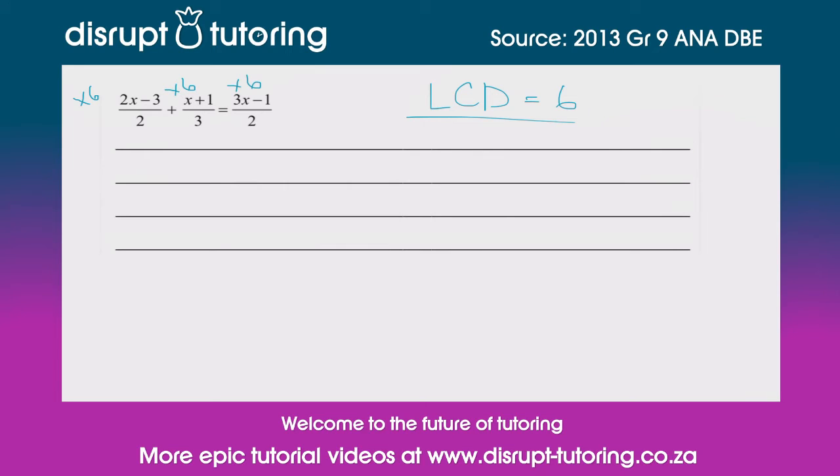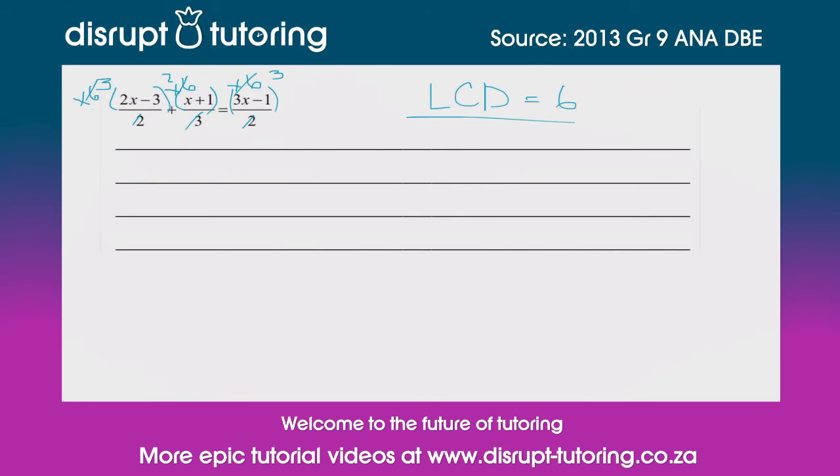So let's cancel out. 2 goes into itself once and goes into 6 3 times, so I need to multiply that by 3. Then 3 goes into itself once and into 6 twice, which means I need to times that by 2. And 2 goes into itself once and into 6 3 times, and I need to times that by 3.